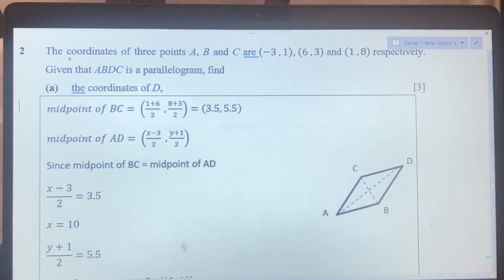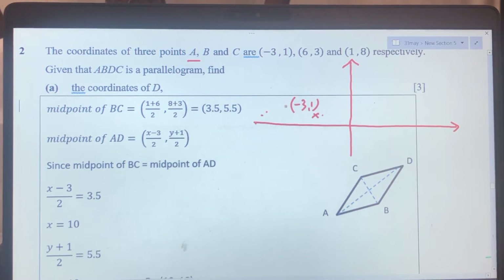Now, let's take a look at what they want us to do. Bear in mind, for coordinate geometry and circles, it is worthwhile to draw an accurate diagram. So you have here point A, which is minus 3, 1. Minus 3, 1 could be somewhere here.